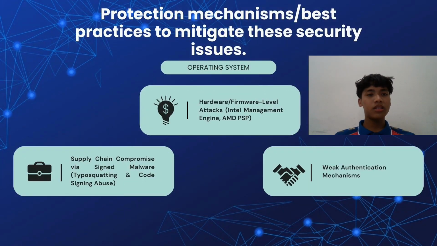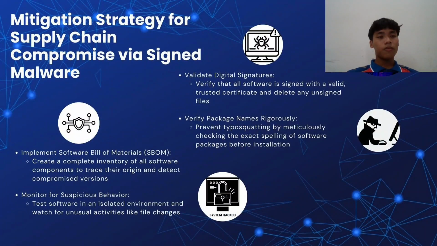Alright, next I will be touching on the protection mechanisms and best practices to mitigate these security issues. I'll be going over the three main threats: supply chain compromise, hardware and firmware level attacks, and weak authentication mechanisms. First is the mitigation strategy for supply chain compromise via signed malware.